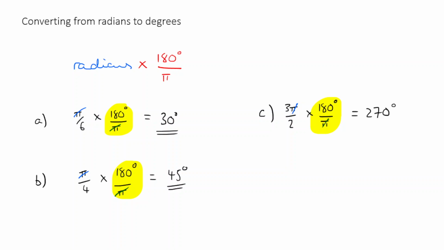But again, if you're someone who wants to know the reason why this works, let's go back. Let's think about our definition. Our definition is that one full rotation in radians is equal to 2 pi. So 2 pi radians is one full rotation. But we also know that in degrees, that's equal to 360. So 2 pi radians is equal to 360.